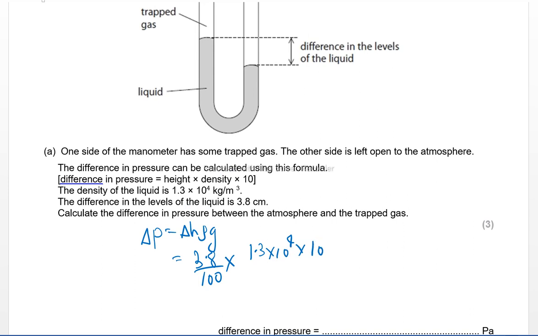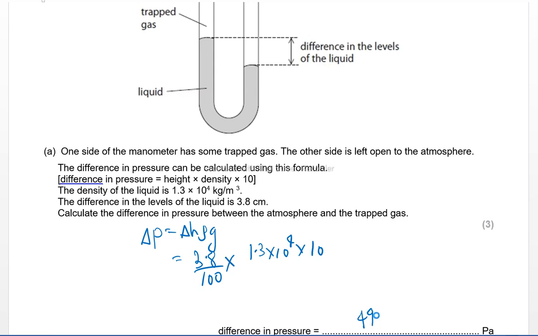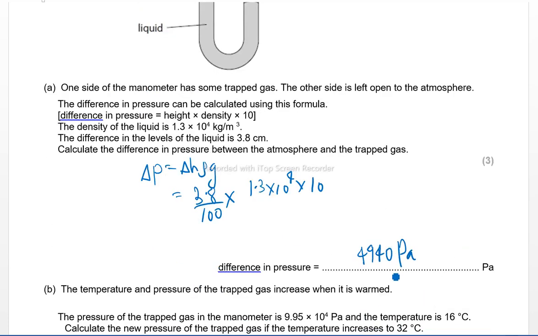Right? We'll enter this on the calculator and see what the answer is. So it's 1.3 into 10 to the power 4 multiplied by 10 multiplied by 3.8 divided by 100. We get the pressure as 4940 pascals. Okay, children?